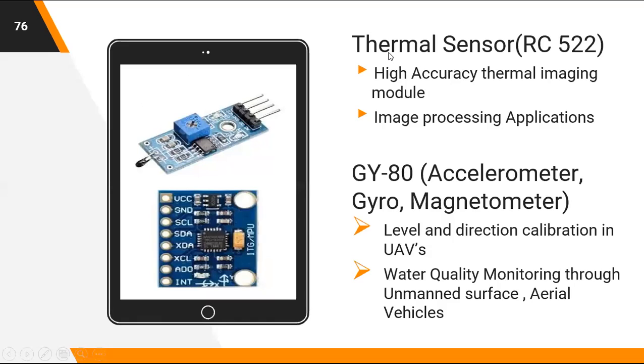Next kind of sensor is the thermal sensor. This is the image of it. This comes under the series RC522. Where this plays a major role is in image processing applications.